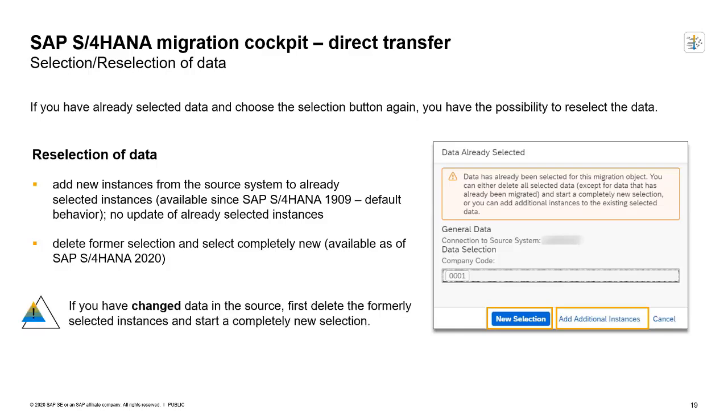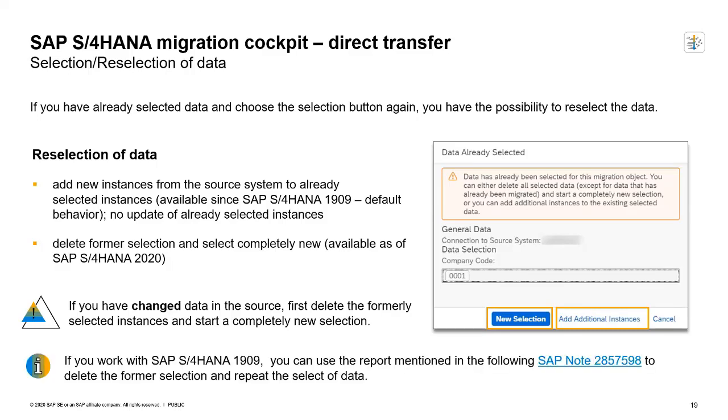There is a warning available if you have changed data in the source system. First, please delete the formerly selected instances and start a completely new selection. As you have already seen, this is possible in the 2020 release directly in the Fiori tile, but if you work with SAP S4HANA 1909 release, you can still delete the former selection and repeat the selection of data. Please visit our SAP note and you will see how you can use the report mentioned in the note.